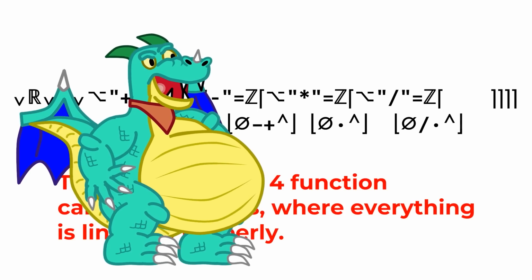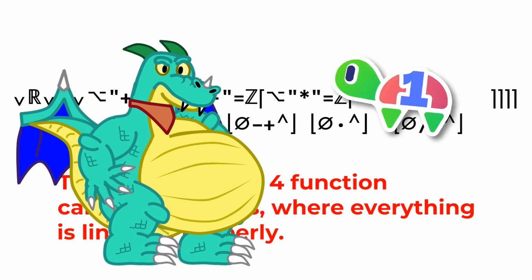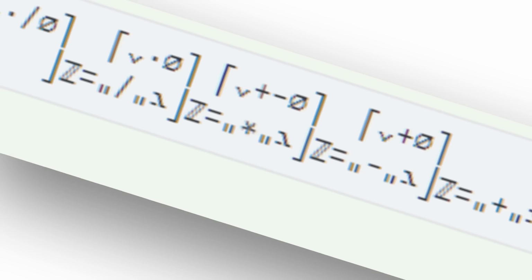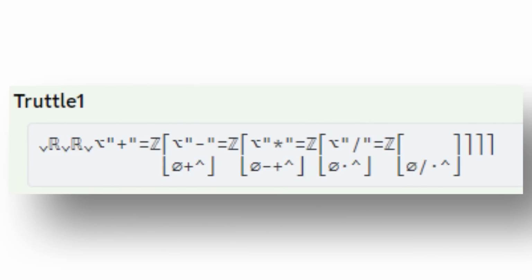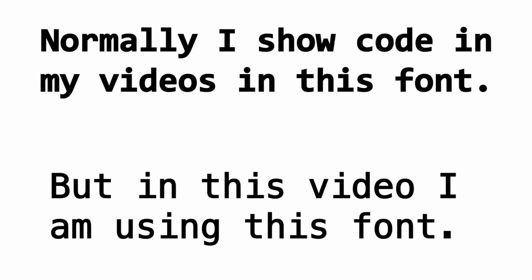So, is there any way to actually get them to line up? For whatever reason, Discord likes these symbols to line up. It's the only time I've seen it look right. That's because Discord uses the Menlo font, which actually has its own versions of all of these symbols. And that's why I've been using Menlo in this video and not Consolas, even though I use Consolas normally.